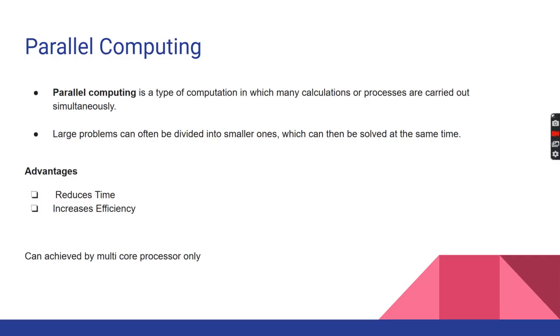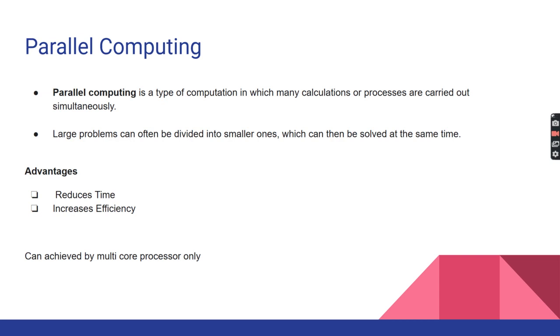So what exactly is parallel computing? It's a type of computation in which many calculations or processes are carried out simultaneously, or in parallel. Large problems can often be divided into smaller fragments, and the data is provided to the processor by different threads, with which we can achieve parallel computing.